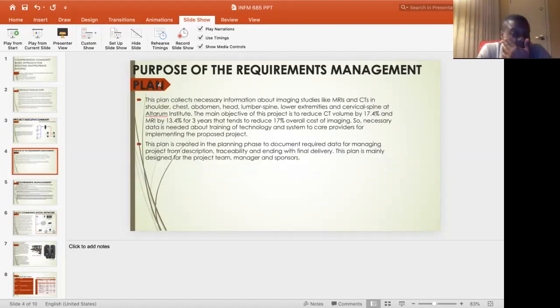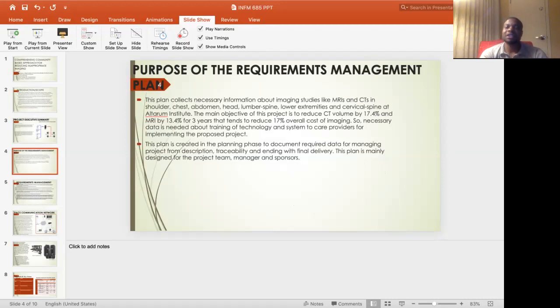The fourth slide talks about the purpose of requirements management. Here, I talked about how the plan collects necessary information about imaging studies, like CTs, MRIs, labs, and the likes of them, in the shoulder, the chest, the abdomen, the head, the lumbar spine, the lower extremities, and the cervical spine at Alterum Institute. The main objective of this project is to reduce the CT volume by 17.4% and MRI by 13.4% over 3 years. And this tends to reduce the overall cost of imaging by 17%.